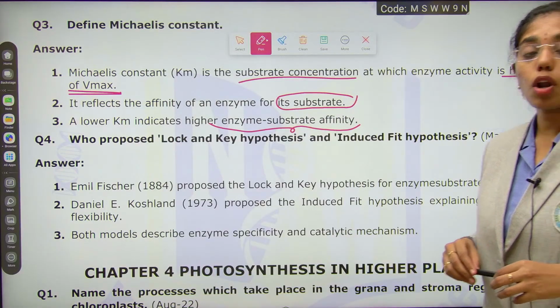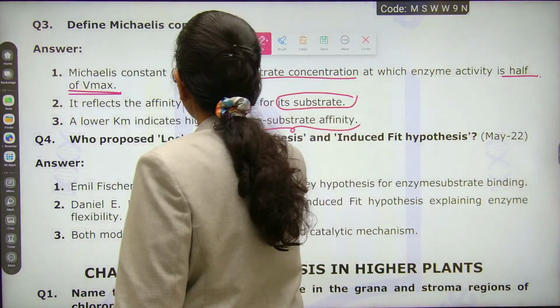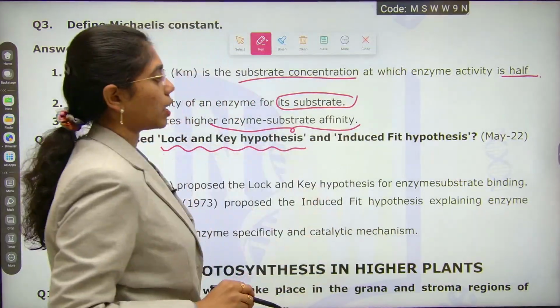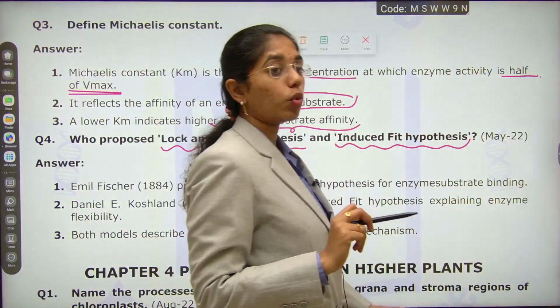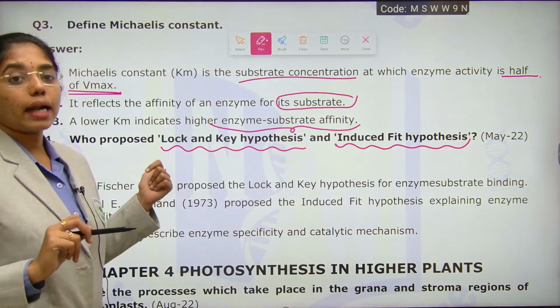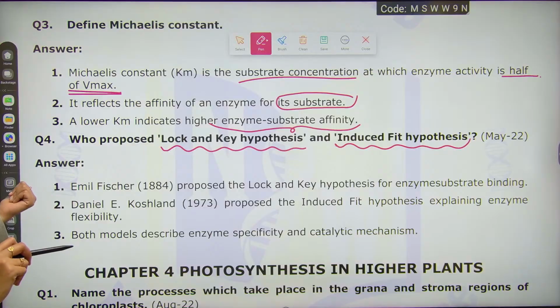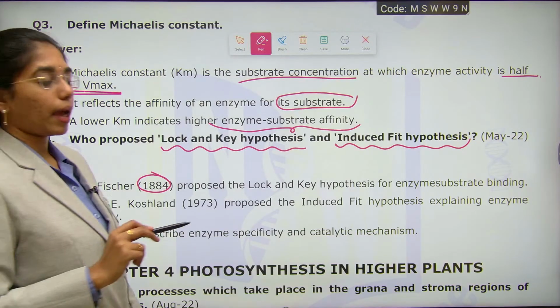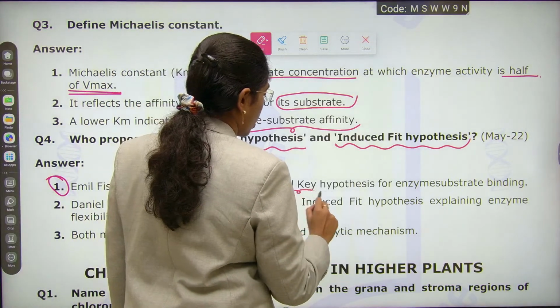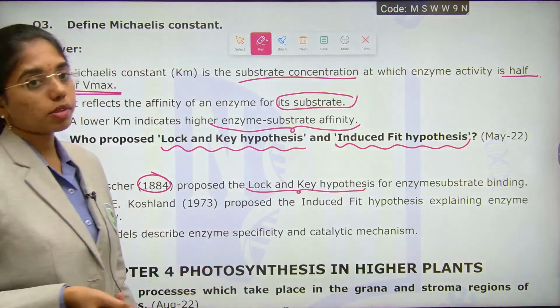Who proposed the lock and key hypothesis and the induced fit model? Emil Fischer is the scientist. In the year 1884, he proposed the lock and key hypothesis for enzyme-substrate binding.